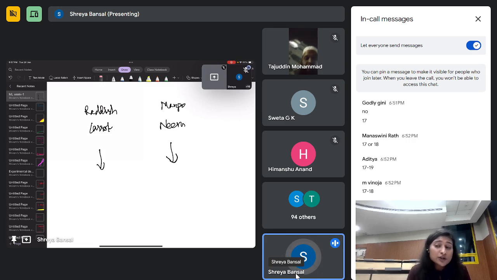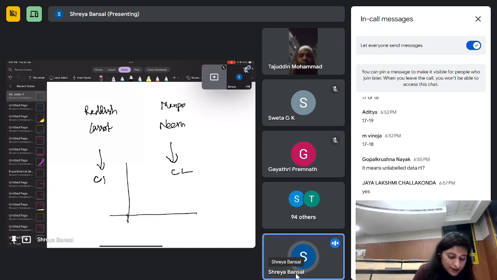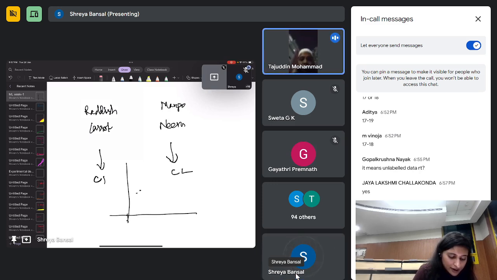Now you don't know the labels. So what you will say, this is cluster 1 and this is cluster 2. Okay, fine, no problem. Now, the data can be like maybe some cluster is there, right?